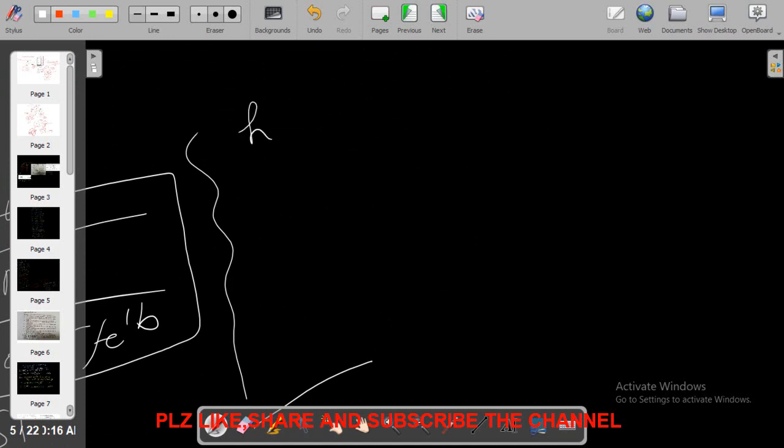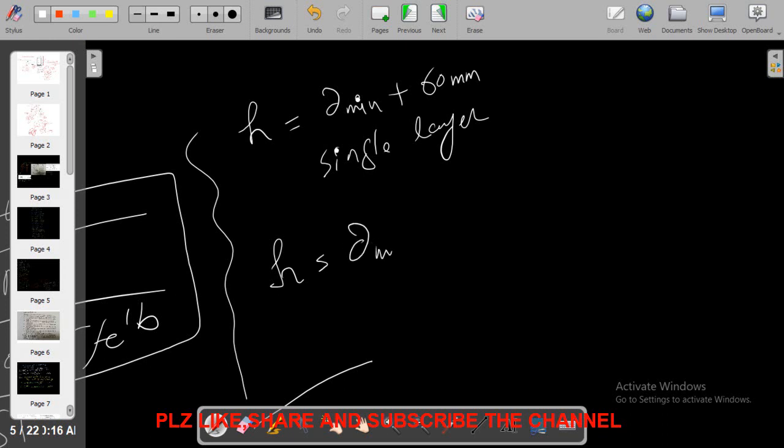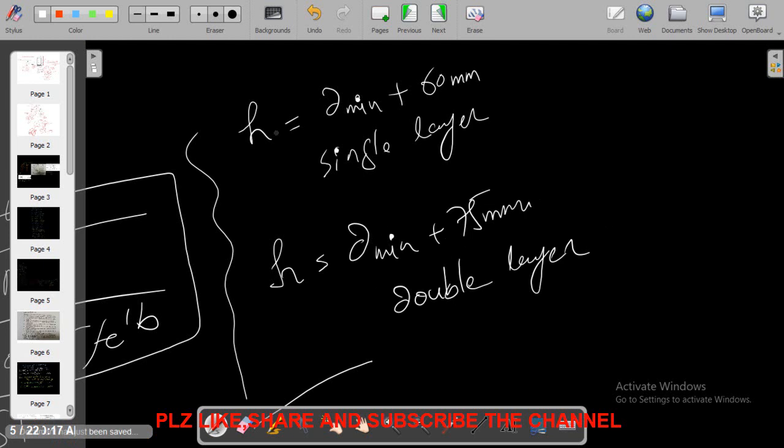Remember the final depth H, because we have effective depth and then we have an overall depth. The overall depth will be D minimum plus 60 millimeter. This is for single layer reinforcement. And the overall H will be D minimum plus 75 mm. This is for double layer reinforcement. The overall depth of the beam section will be determined by adding either 60 millimeter or 75 millimeter, or 3 inches, and I think 2.5 inches.